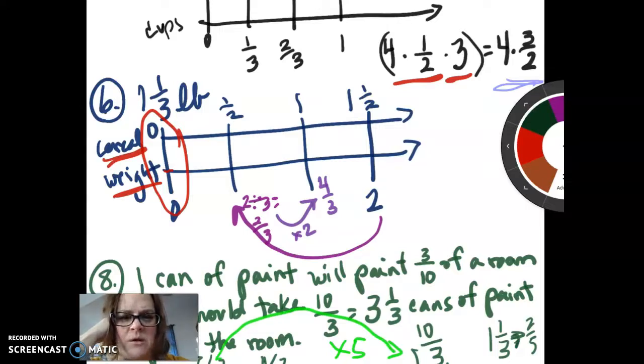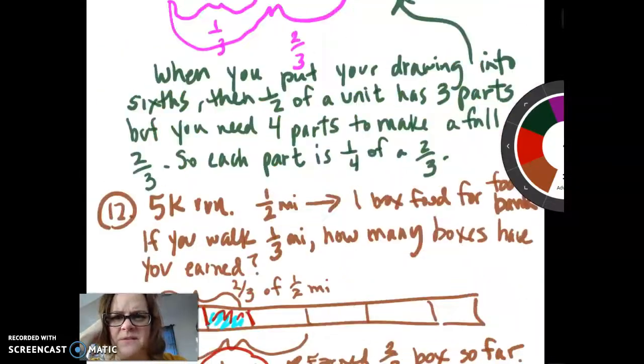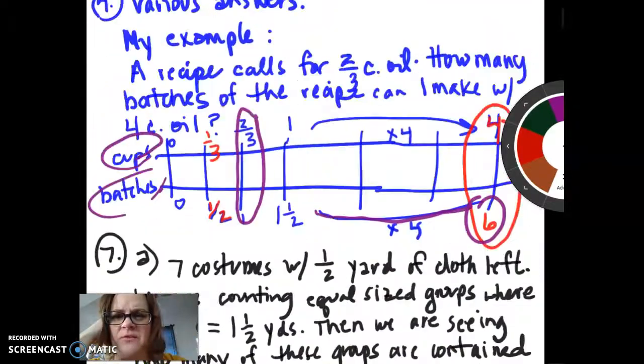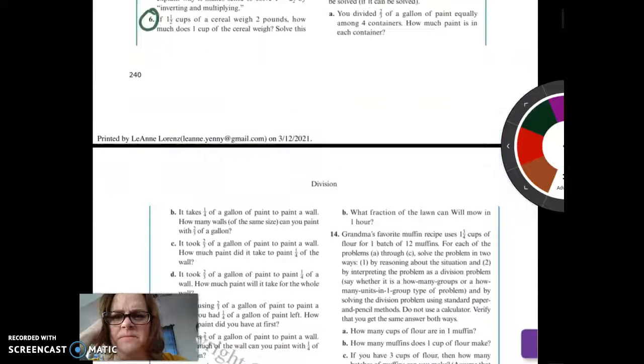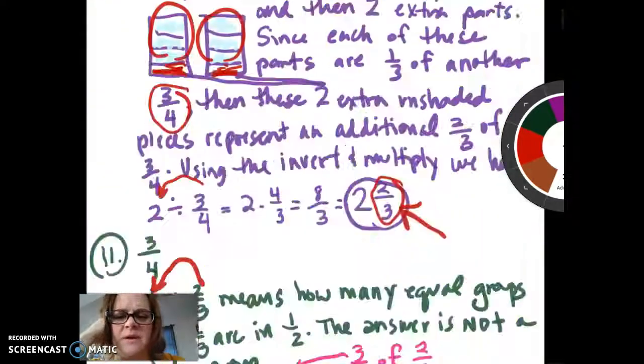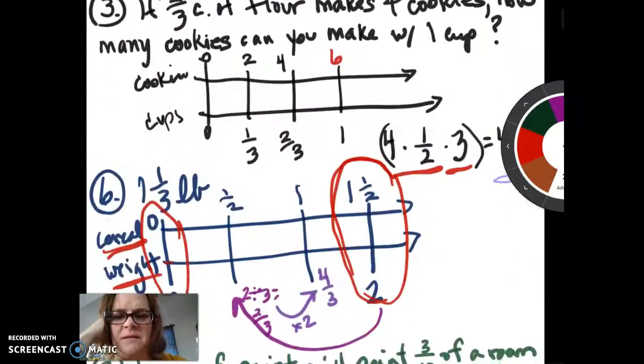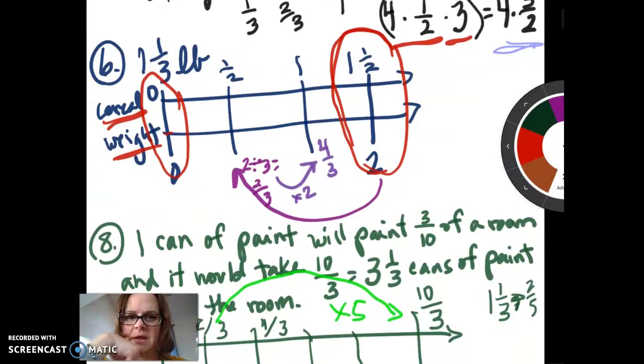And so what we know is that 1.5, this is our given information, 1.5, is it cups of cereal? I can't remember. 1.5 cups, yes, 1.5 cups of cereal weighs 2 pounds. That is some heavy cereal, holy moly. 1.5 cups of cereal weighs 2 pounds.